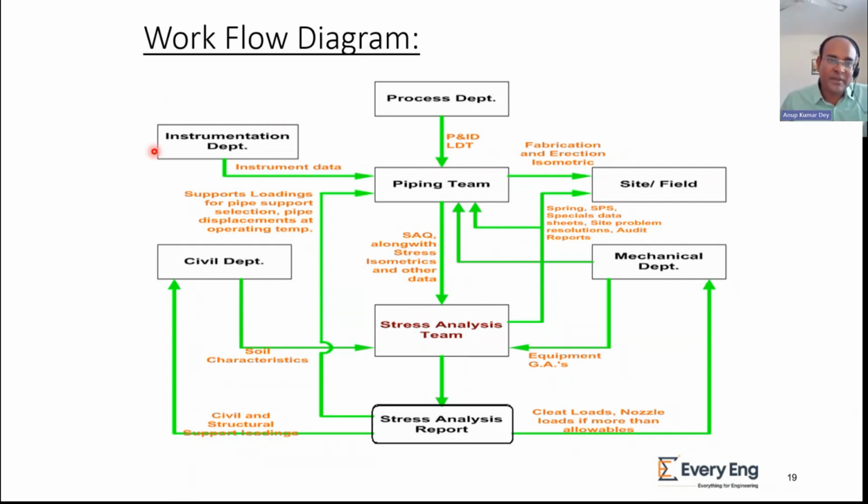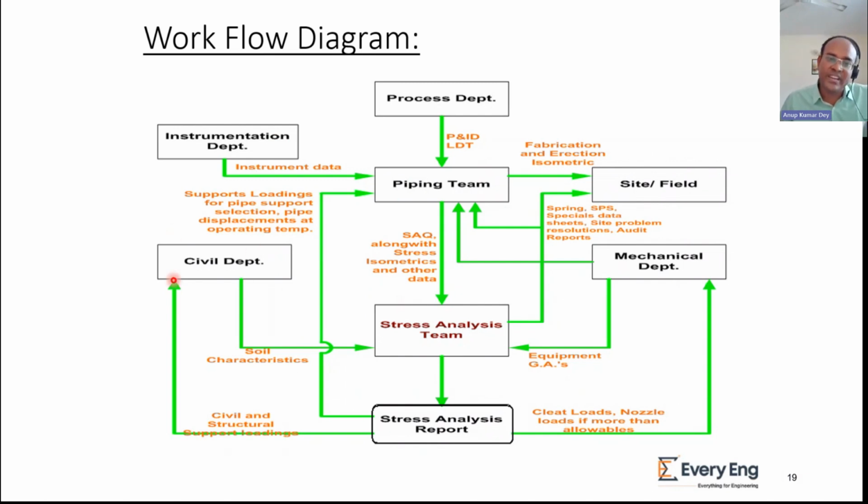Then the instrumentation department, how do we interact with them? There will be various instrument connections like orifice flanges and PSVs, pressure safety valves. For a pressure safety valve we will require the weight of the valve and the reaction forces that will be generated during the pop-up action. All those details we can directly ask from the instrumentation department, or otherwise from the piping team, which will be obtained from the instrumentation department.